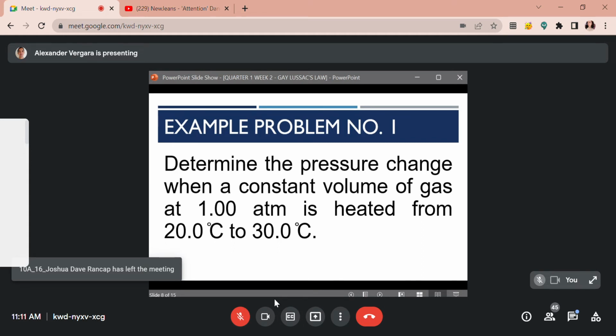Now, in these givens, as you notice, we have P1, T1, and T2. So what will be the unknown here? Yes, Carl. The unknown is P2 po. Okay. And what is the formula for P2, Carl? P2 is equivalent to what?